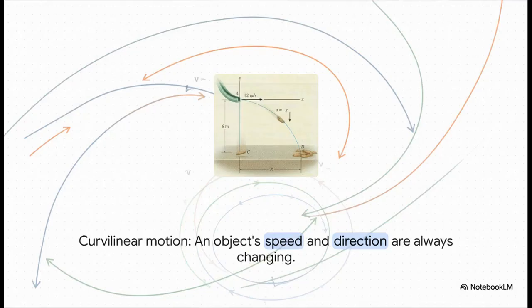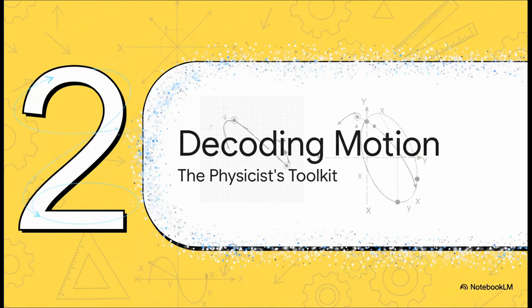So this kind of movement has a name. It's called curvilinear motion. And here's the real headache. At any single moment, the object's speed and its direction are changing. That sounds super complicated to track, doesn't it? Well, here's the cool part. It turns out there's a surprisingly elegant way to crack this code.